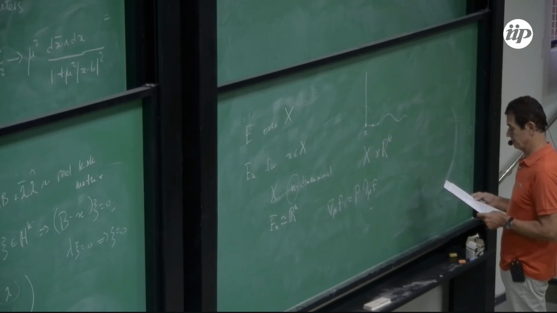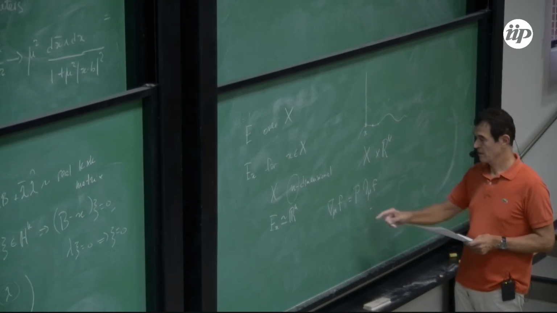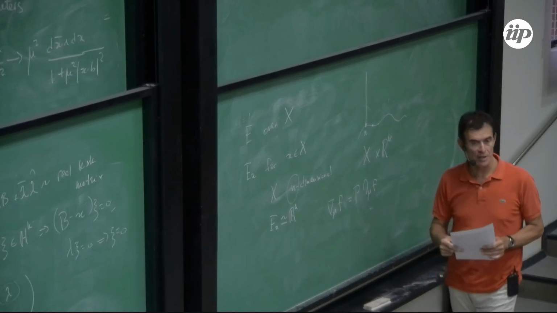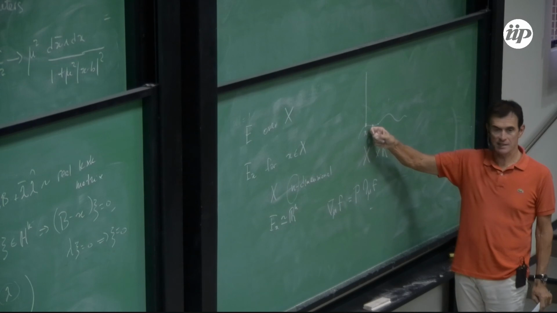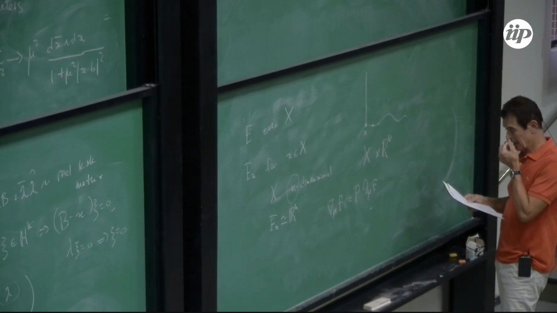This mu is just x. There are two different things. One thing are the points x, and the other thing are these spaces.